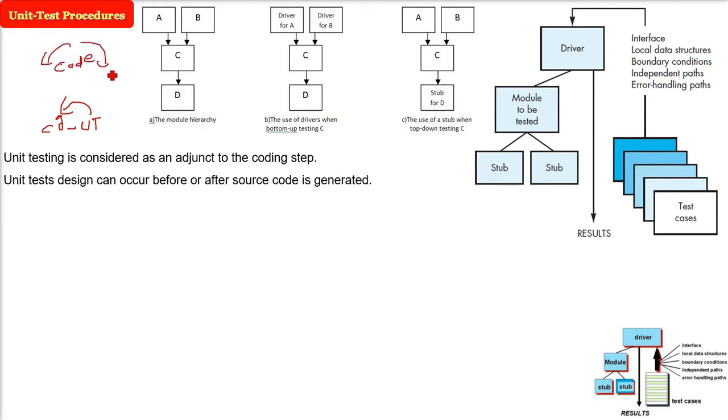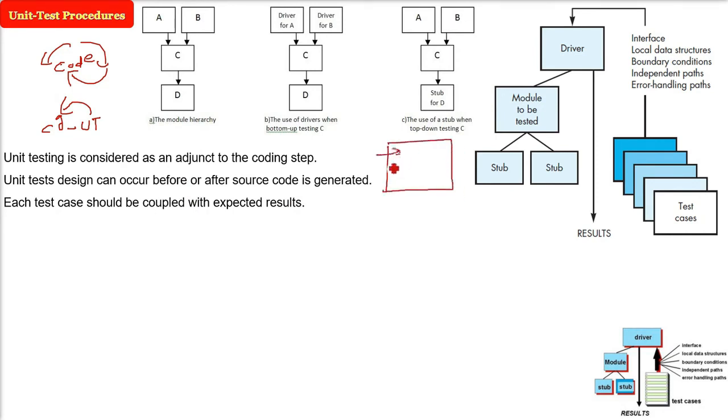So unit testing is all about testing the code as a unit. Each test case should be coupled with, or should know, the expected results. Whenever you make a test case, there is a proper template: the brief, the test case, the use case, the preconditions, the postconditions, the error and exception handling. So you need to know what the expected results are and what the actual result is.